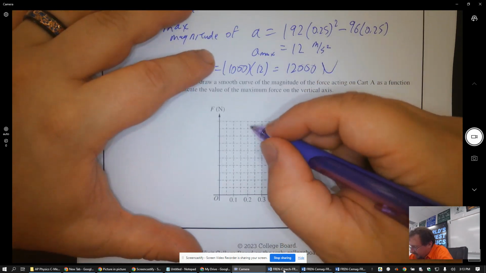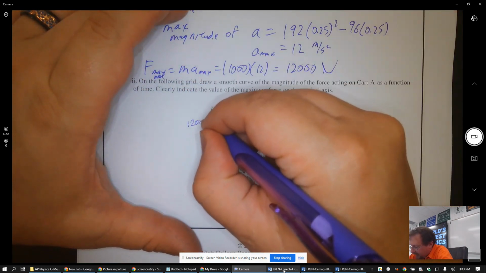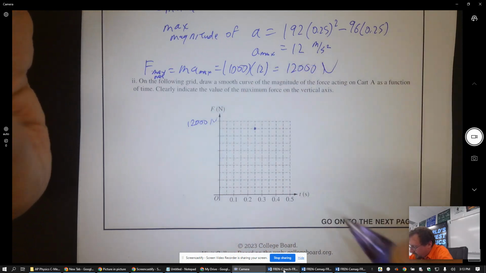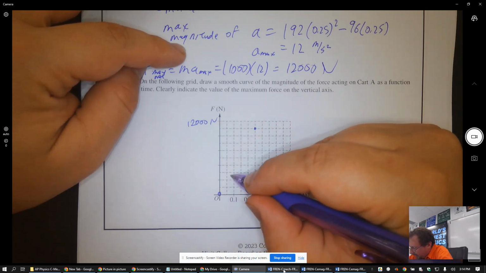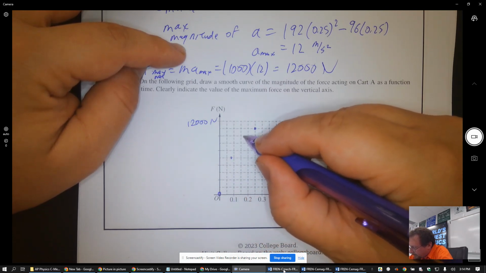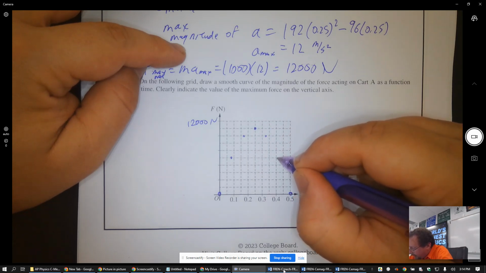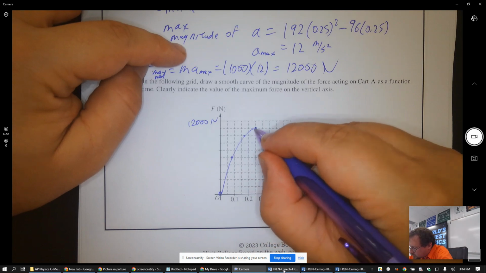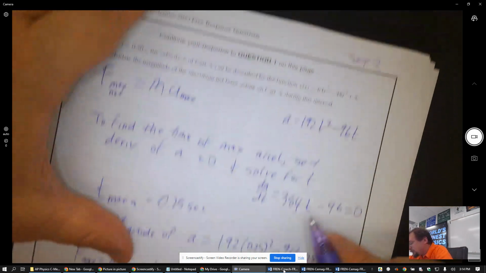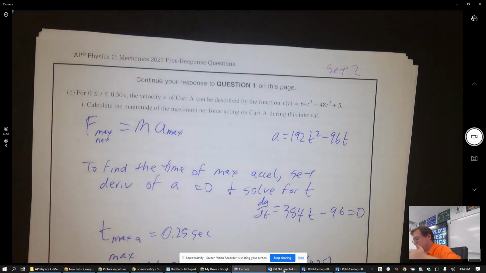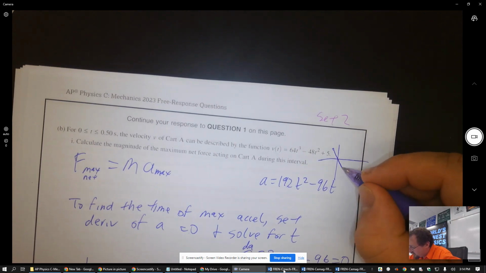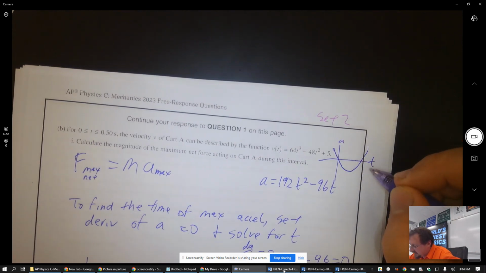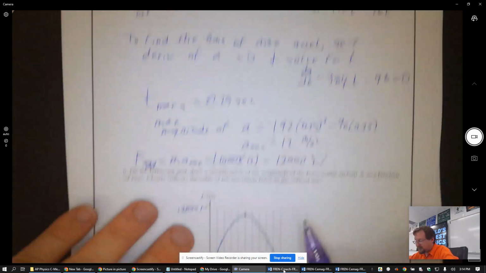Well, let's see. This was 12,000 newtons, right? And I know that this is going to be a parabola. So I'm going to try and draw the best parabola I possibly can. How do you know it's a parabola? Because the acceleration is also a parabola. You can graph this, and you're going to get A versus t, but that's negative. So the force has the same graph, but since it said magnitude, we take the absolute value and make it positive.